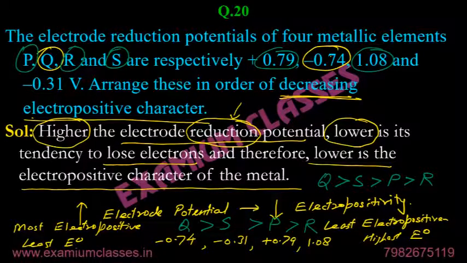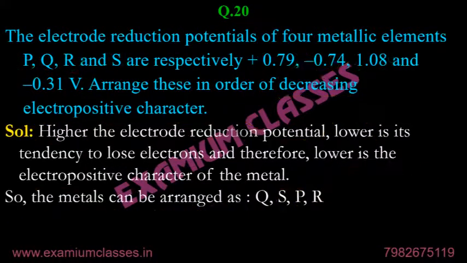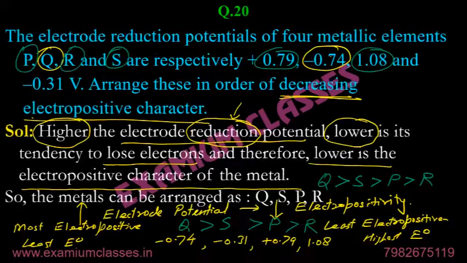If it is clear, fine, else let me know if there is any confusion. You just need to remember the relationship: the electrode potentials, that is, the reduction potentials, are inversely proportional to electropositivity. Write that relationship and memorize. The answer was Q, S, P, R.